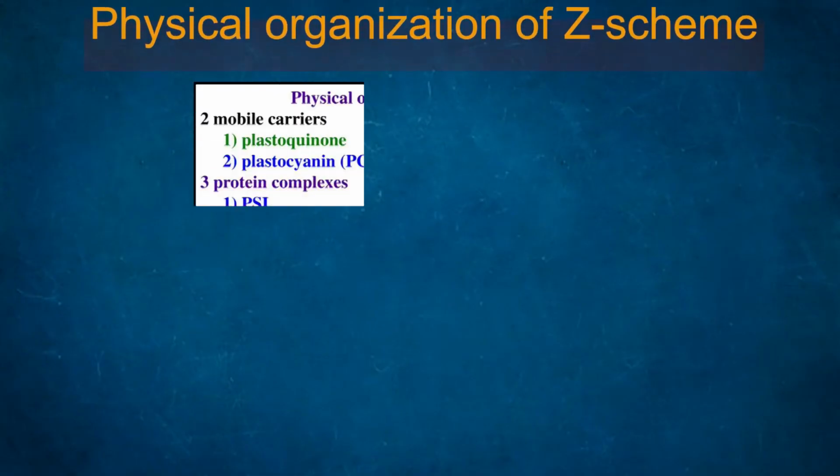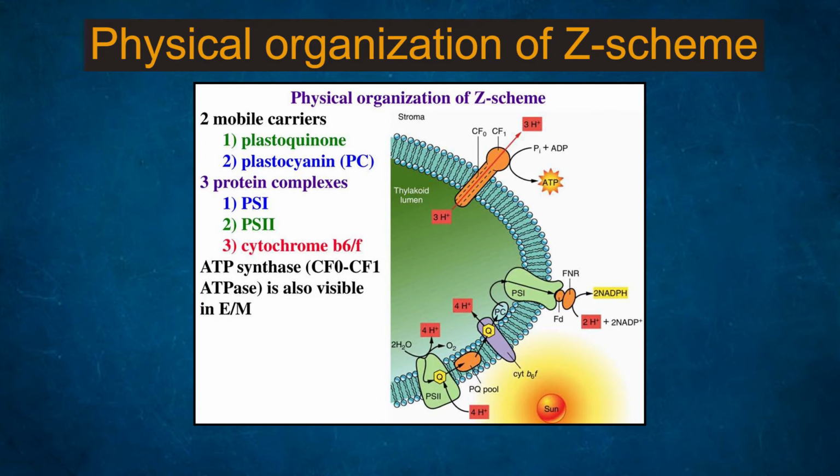Now, if you look at the physical organization of the Z scheme, besides the 4 protein pigment complexes, there are other electron carriers as well. There are 2 electron carriers, that is plastocyanin and plastoquinone.